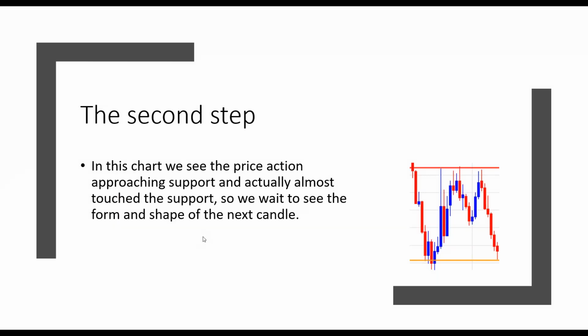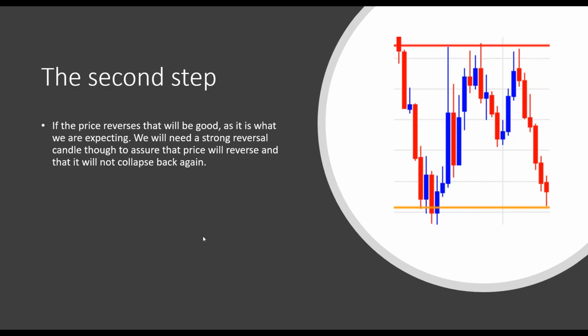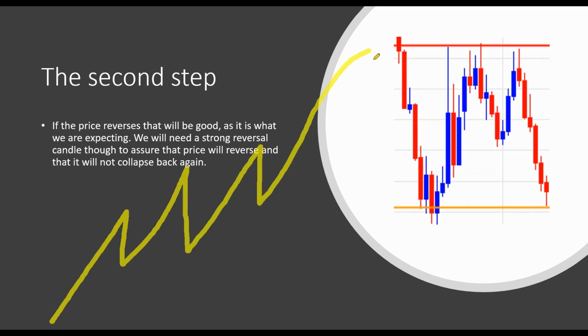So if the price reverses, that will be good, as that is what we are expecting. So when price moves up to that resistance level, we're expecting it to reverse and move back down, not reverse the trend. A trend is a matter of pushes and eases, pushes and eases. So this could have been push, ease, push, ease, push, ease, and continued its trend. It's not reversing. These are just the natural movements of price.